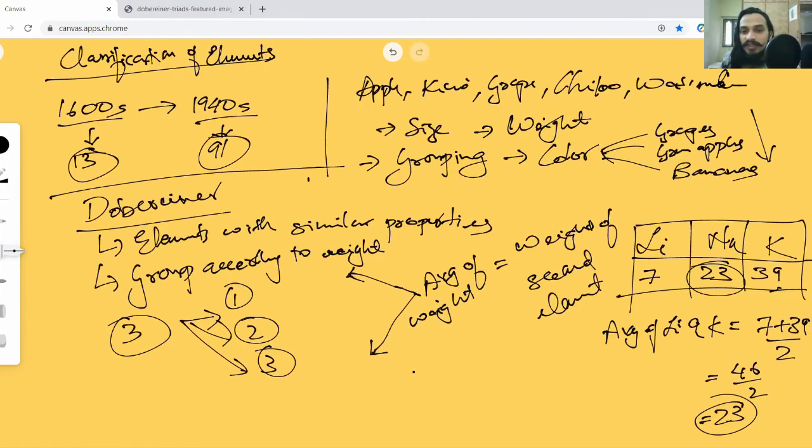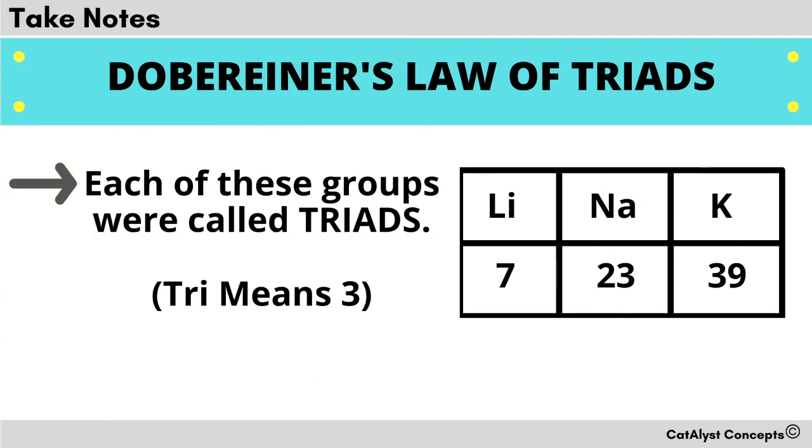He said that these are called triads. Triad, tri means three, right? So these are all groups of three elements wherein the average of the first and third elements will be equal to the weight of the second element.